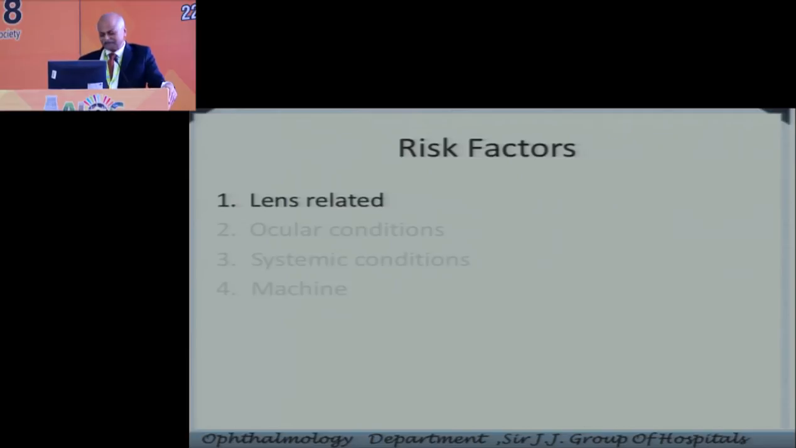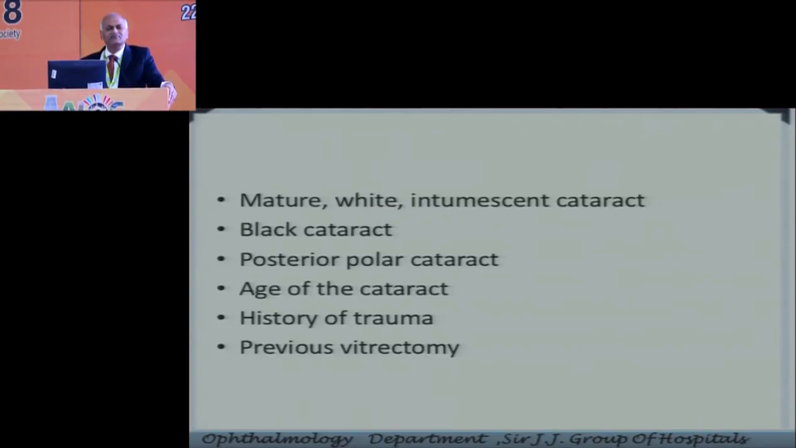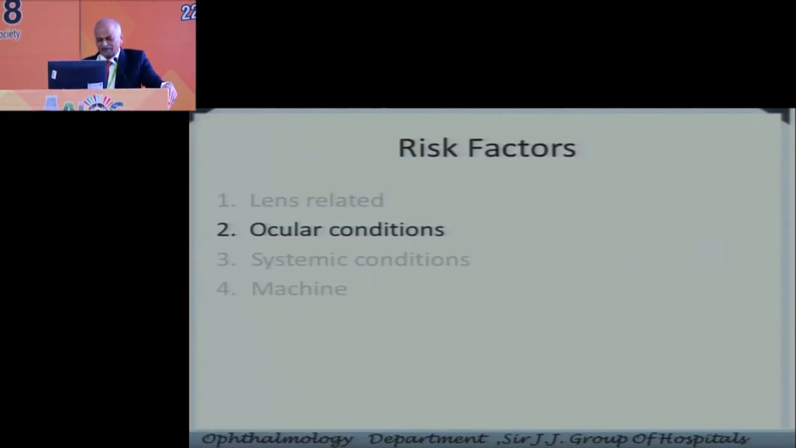Now see, the lens related risk factors are the mature white cataract, intumescent cataract, where the rhexis may not be proper, black cataract, the posterior polar cataract. Then a cataract of longer duration, history of trauma that is not seen properly, and the previous vitrectomy. So that can cause the problem.